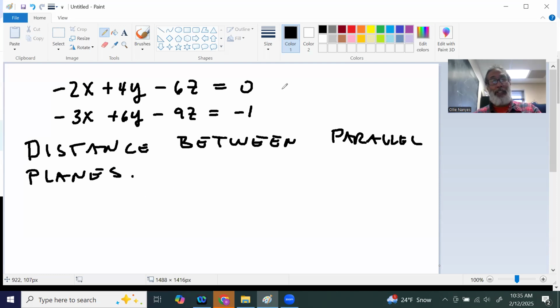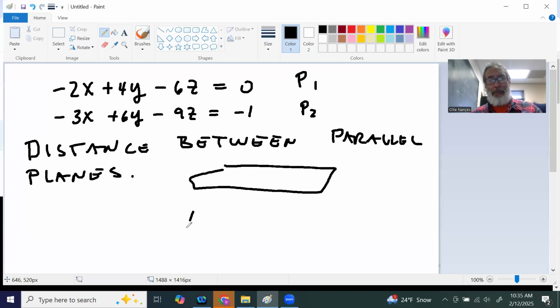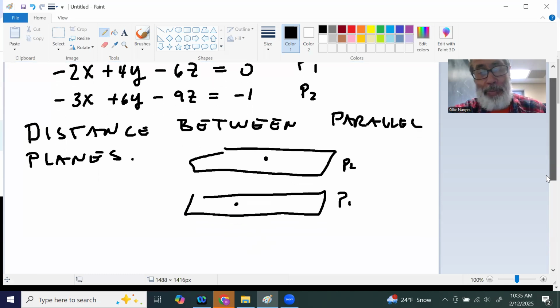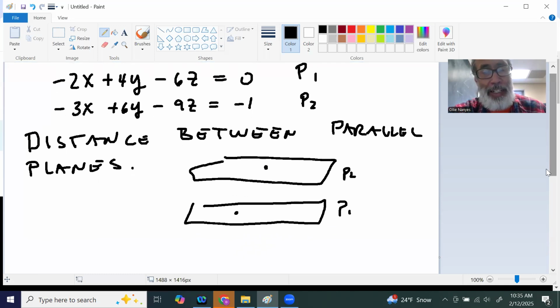So the way to do this is that if you have two planes, let's call them plane P1 and P2. We have planes sitting like this, and we can draw them this way. Now let this be P1 and P2, and we want to find the distance between these two planes. Well, we have a distance formula for a point and a plane, and let's see what that is.